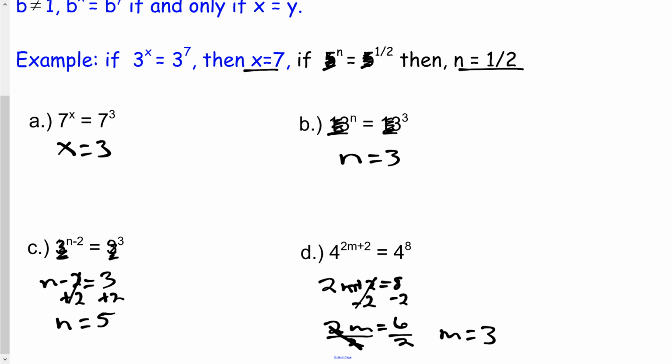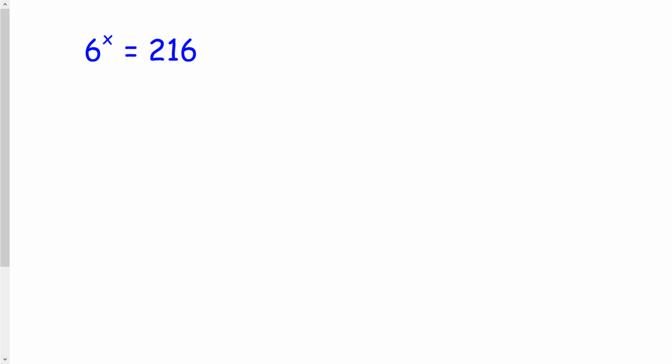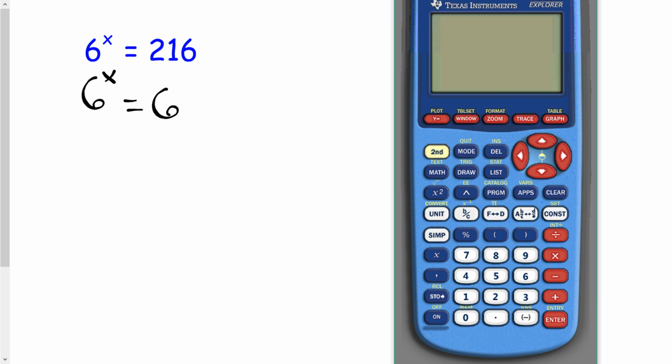Let's move on and talk about what happens if my bases are not the same. Here I have 6 to the power of x equals 216. The basic concept behind this is because my bases aren't the same, I can't use the power property of equalities. So what I need to do is somehow change this 216 to 6 to the power of what? Let me bring up my calculator here, and I'll show you what I mean by that.